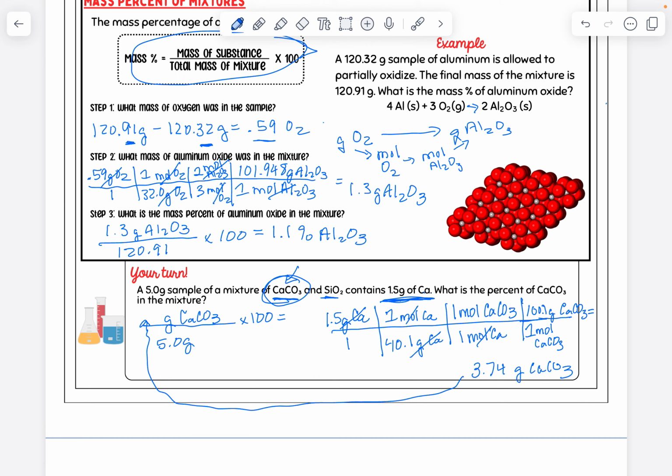I'm going to put 3.74 grams divided by 5 times 100, and it's going to give me 74.8% calcium carbonate. Okay. So make sure you practice these and try a bunch of different types of problems. That's the best way to get comfortable with this.